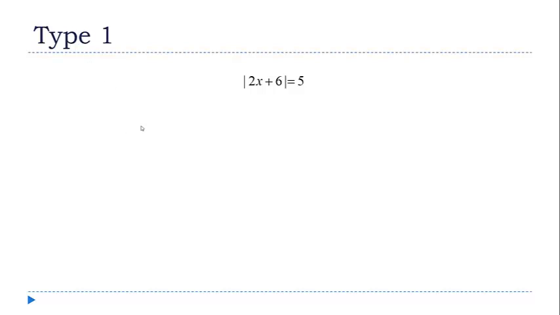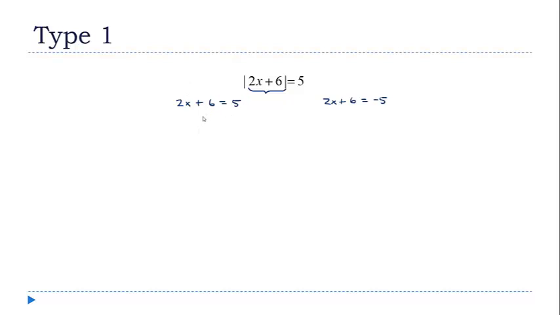In this situation, there are actually two equations that I'm going to solve. I need to solve the equation 2x plus 6 equals 5. And I need to solve the equation 2x plus 6 equals negative 5. The idea here is if I can come up with a value of x that makes the expression inside the absolute value equal to negative 5, then when I take the absolute value of it, it's going to be equal to positive 5. So I need both of these numbers.